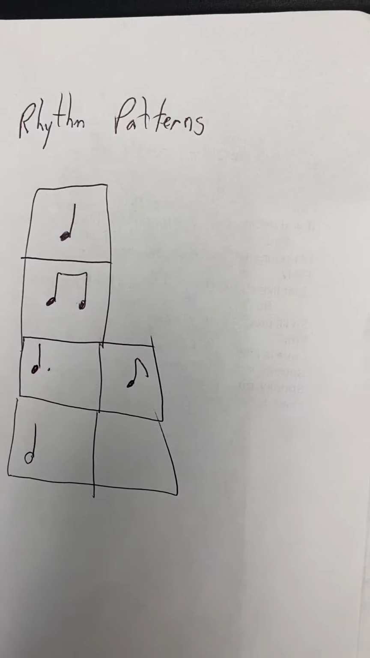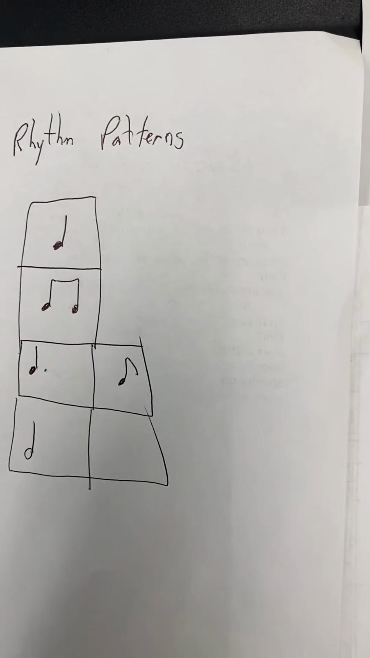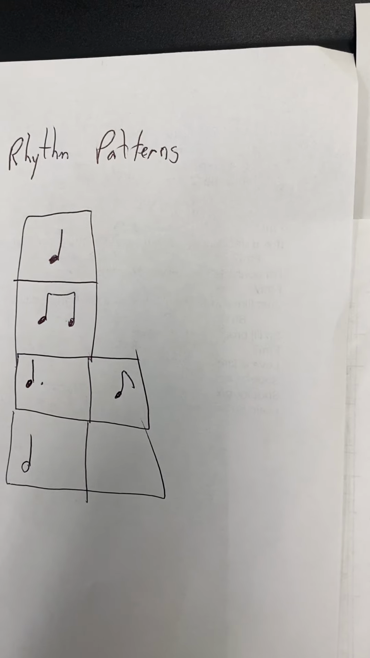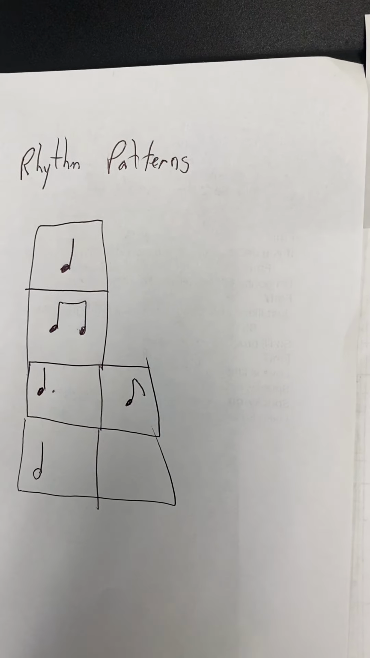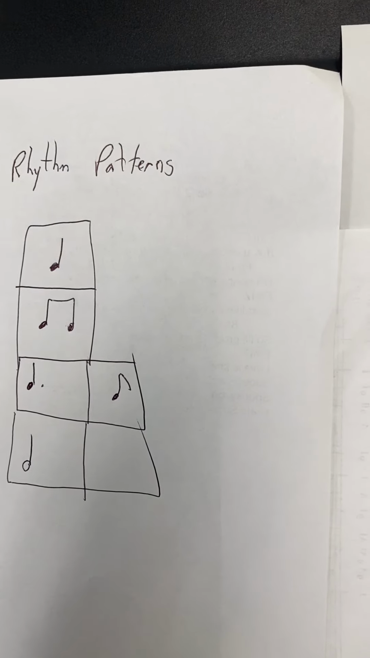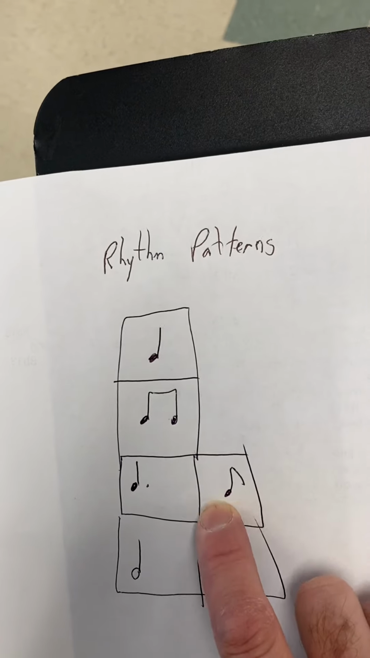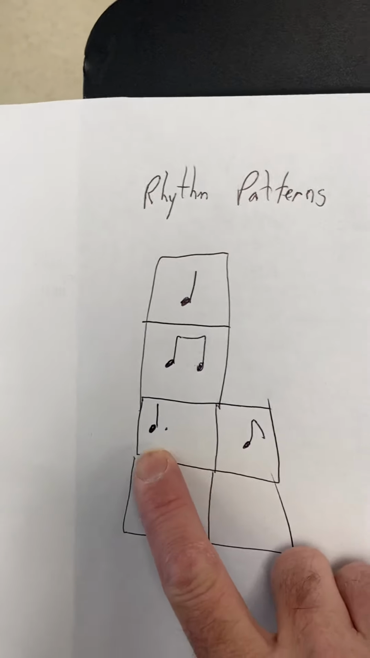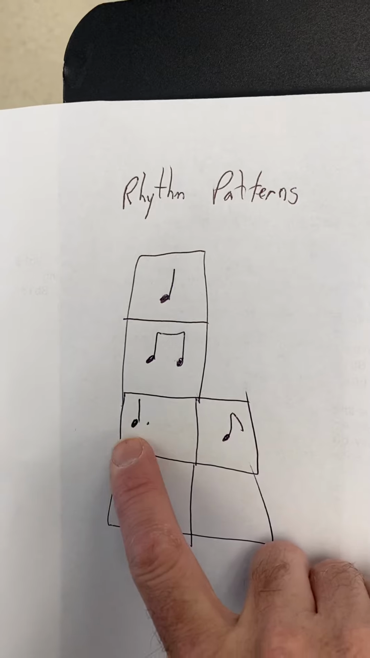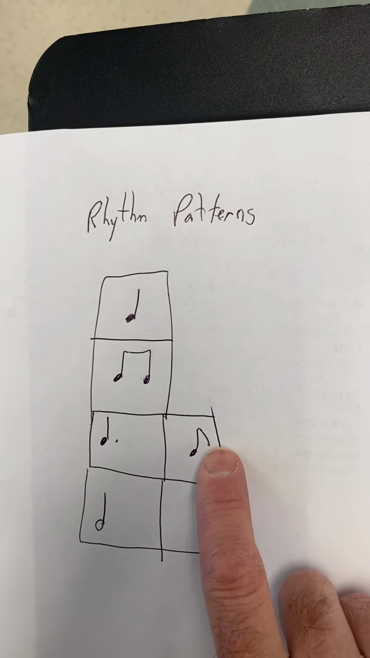The second line, 1 and 2 and 3 and 4, and the third line is 1, 2 and 3, 4, and the last line is 2 beats per note. 1, 2, 3, 4. This note here is in the second half of that box because that's the second half of the second beat. 1, 2, and, or 3, 4, and. So that's the second half of that box over there.